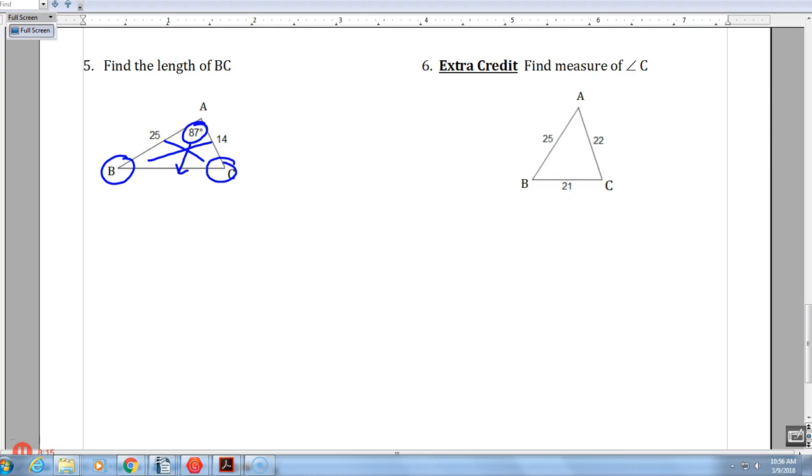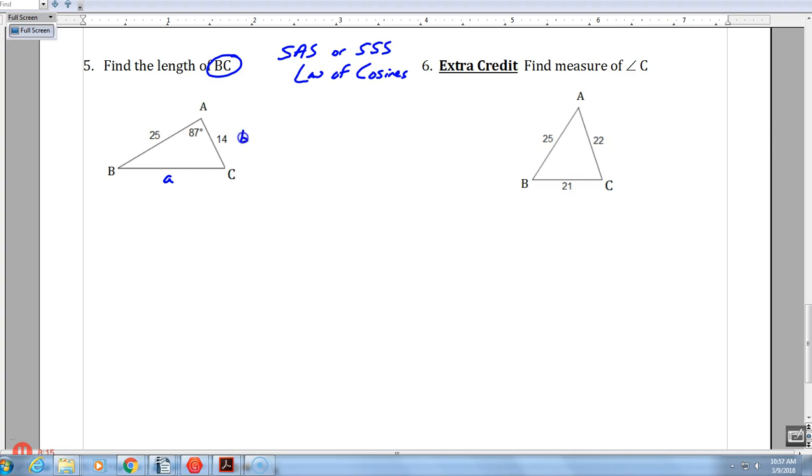Now that I've been doing the chapter for a while, I remember that if you have side angle side or side side side, that's when you have to use law of cosines. But like 3 weeks from now, I'll forget, and I just always try to do law of sines. So who do we want? We want BC, aka little a, because it's across from big A. You're little b, you're little c.